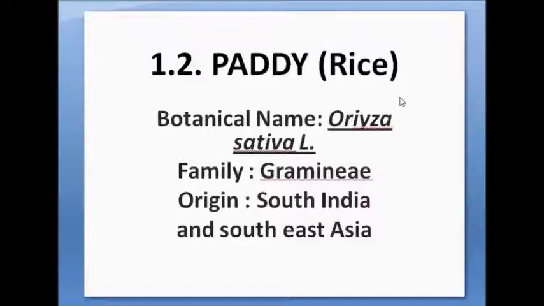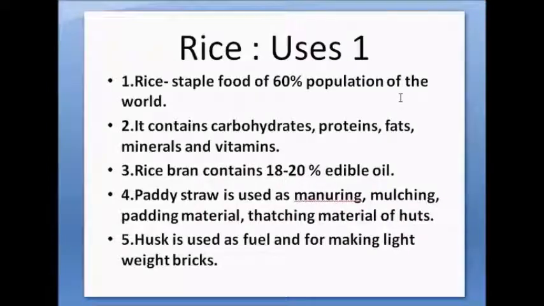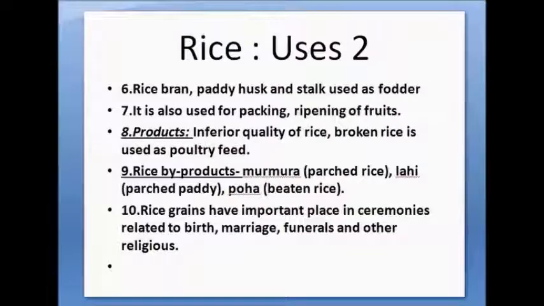Paddy, that is rice, botanical name Oryza sativa L, family Gramineae, origin South India, Southeast Asia. Uses: staple food for 60% of the population, edible oil 18 to 20%, straw used for manuring and mulching, and bran is used. Broken rice is fed to cattle and used for poultry feed. Byproducts are murmura, lahe, and parched paddy or pohe.